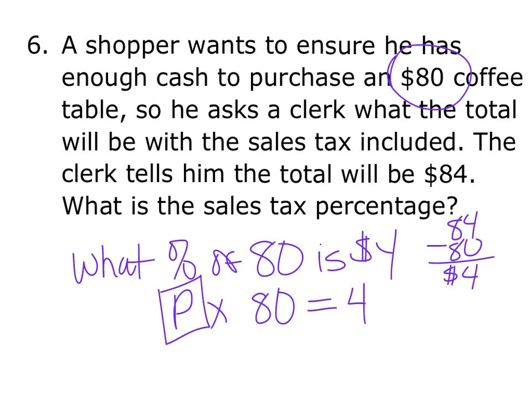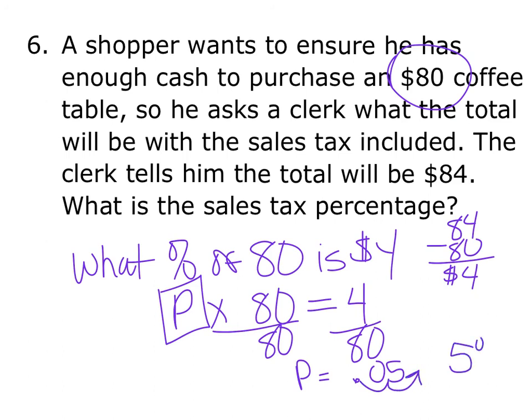Opposite of multiplying by 80 would be to divide by 80. And whatever I do to one side of the equation, I do to the other. So our sales tax percentage can be calculated by doing 4 divided by 80. When we do 4 divided by 80, we get 0.05. Now, let's turn it into the percentage we're looking for by multiplying by 100. So our percentage is 5%. And if I really wanted to be sure, I could take that 5% and plug it into our original formula.